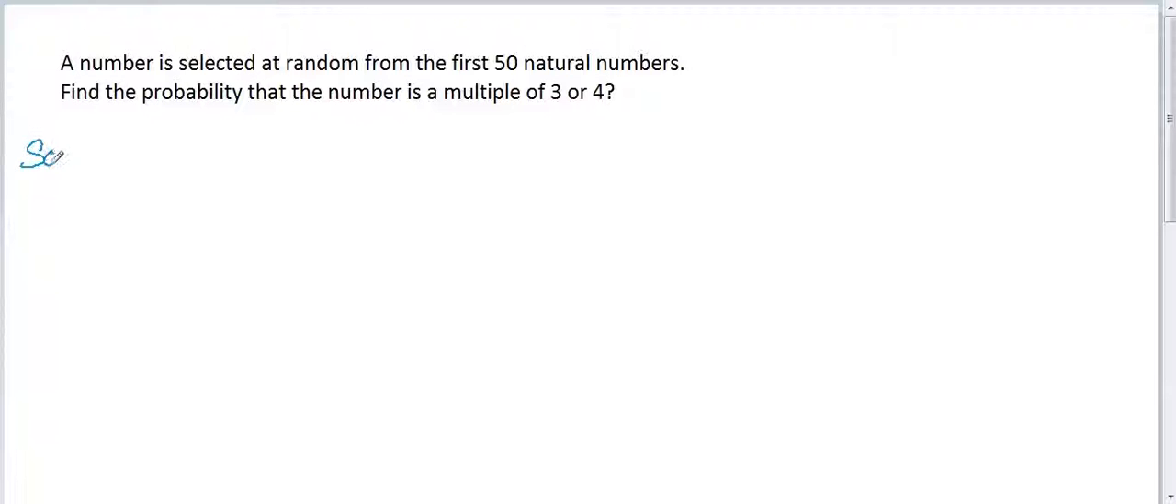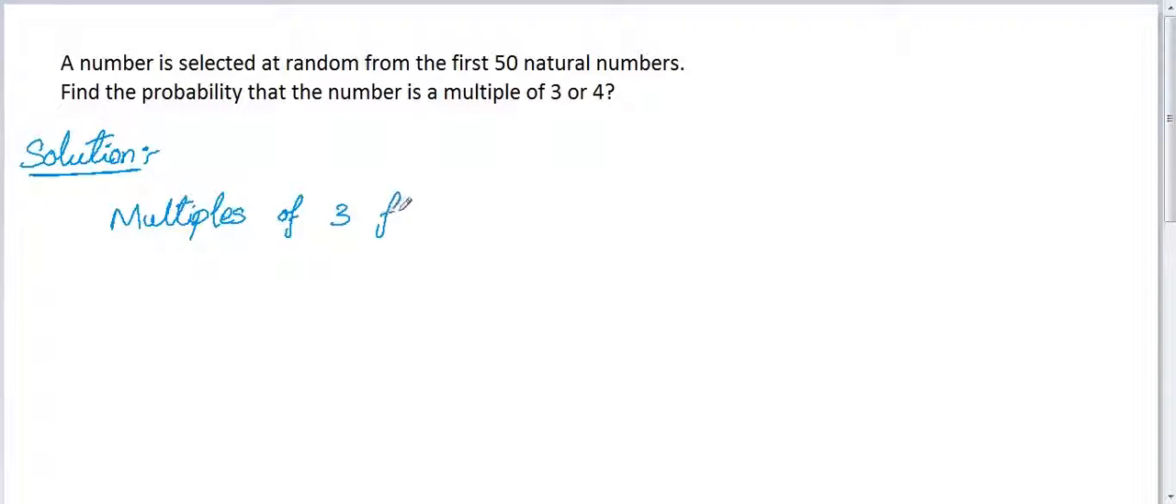Let's solve the question which I have written on the whiteboard. A number is selected randomly from the first 50 natural numbers. Here we need to find the probability that the number is a multiple of 3 or 4. So let's write down the multiples of 3 and multiples of 4 first.